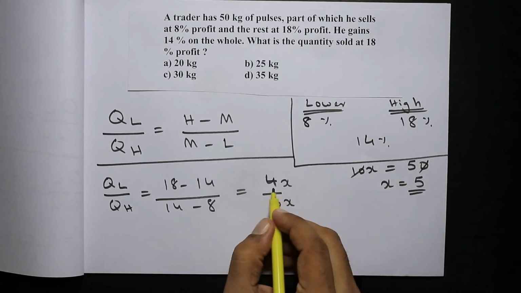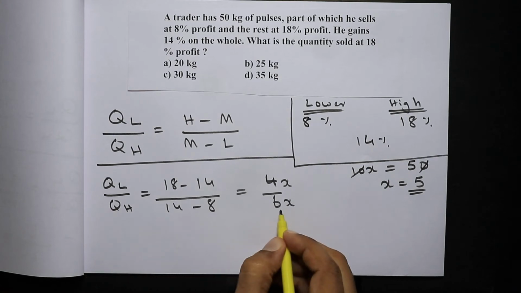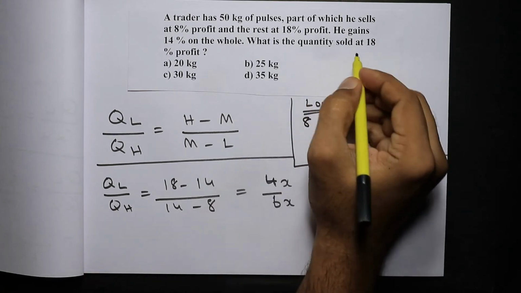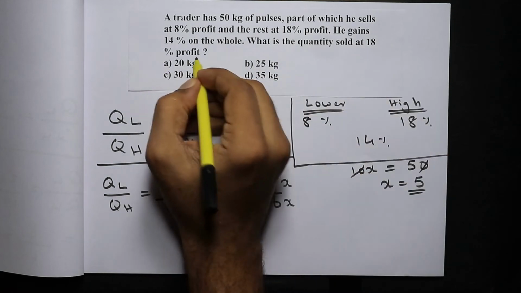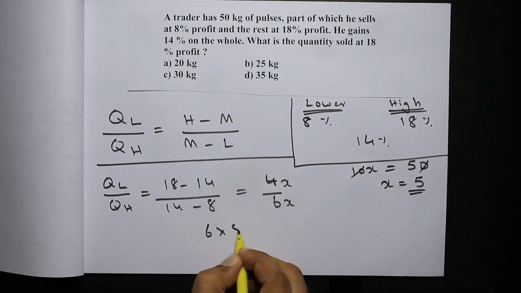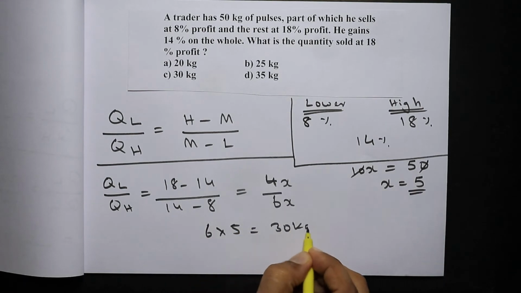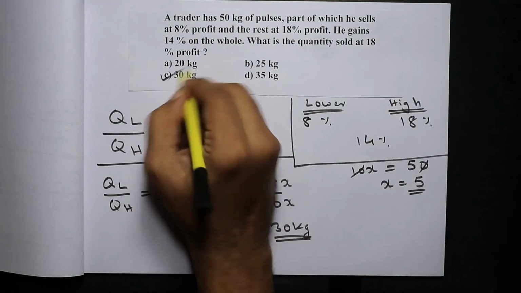So the actual quantities are 4x and 6x. And 6x should be sold at a higher profit of 18%. So what quantity did he sell at 18% profit? That is 6x, where x is 5. So 6 into 5. So altogether 30 kilograms at 18% profit. Hence option C, 30 kilograms.